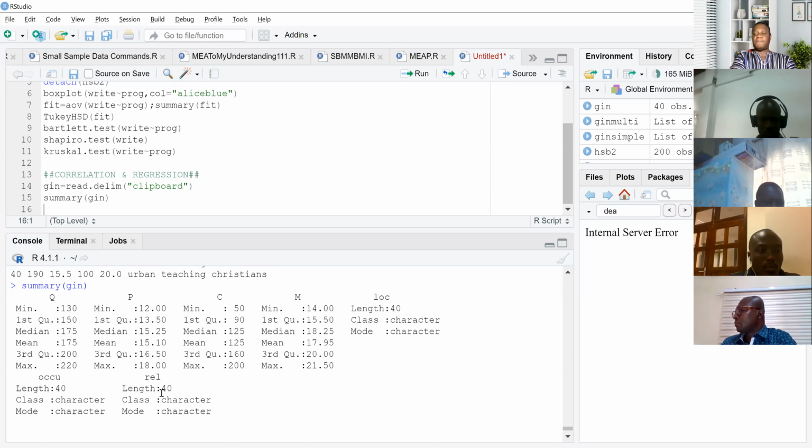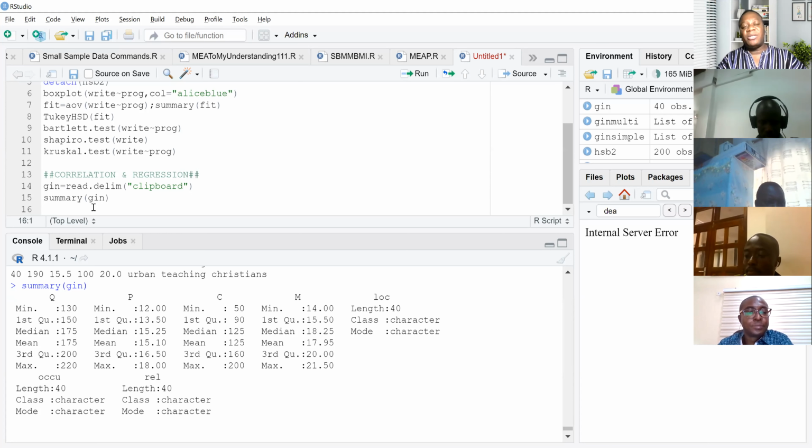Who can tell me why R is not giving us the summary stats for those? Justice: because they are dummy variables or categorical variables. That is it. So if you happen to get a dummy variable, sometimes you will not get a result. Even if you happen to get the summary, it will be meaningless, so don't read a lot of meaning into it.